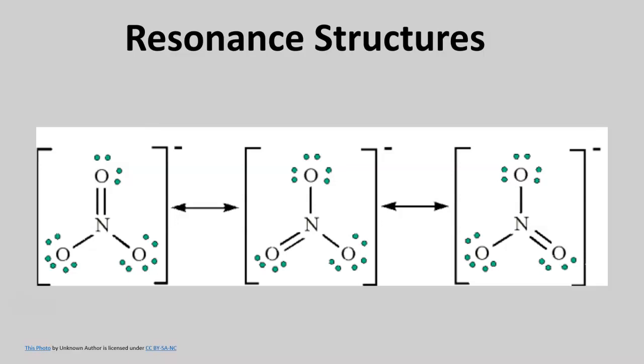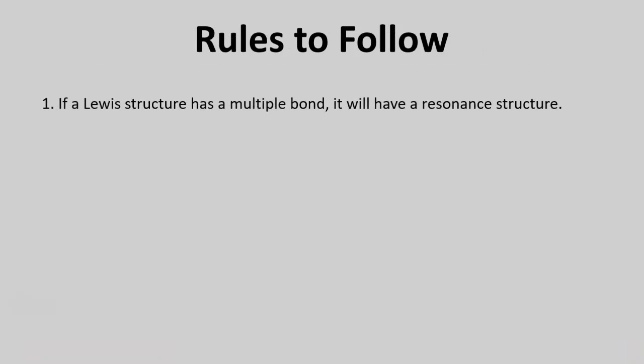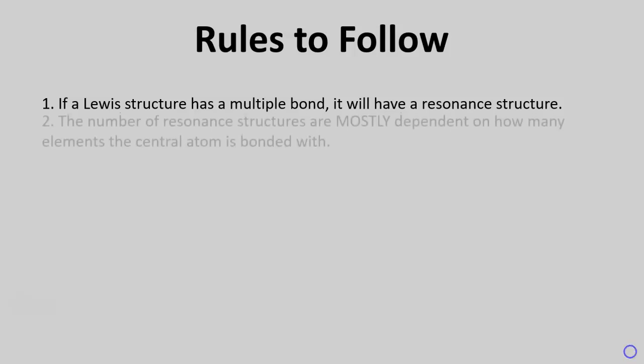So let's get right into it. All right, we have some rules. As with every other thing that we do in chemistry, there are some rules to follow. First rule, if a Lewis structure has a multiple bond, it will have a resonance structure. And that should calm your brain down a little bit while you're trying to figure out how do I know if it has a resonance structure? Well, a multiple bond will tell you that.